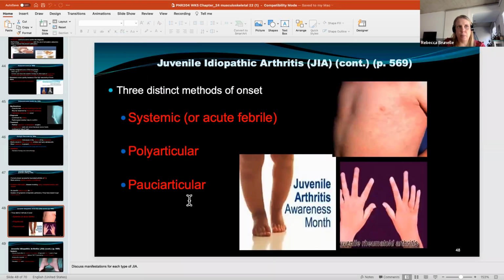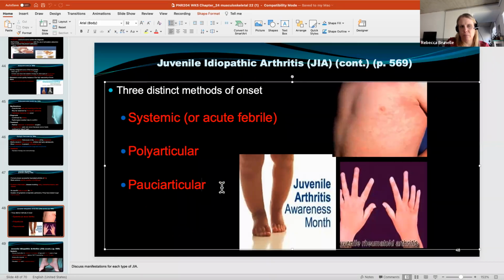So it can present in different ways. So systemic or acute febrile, systemic meaning multiple parts of your body. So a really high fever, and this is like the common rash that you see when it presents as a systemic inflammation. And then poly and pauci are articular. This refers to the number of joints involved. So poly is more than 5, and pauci, I think it says in here, is more than or less than 4, but I think it makes more sense to say less than 5. So poly is the one where there's multiple, more than 5 joints involved.